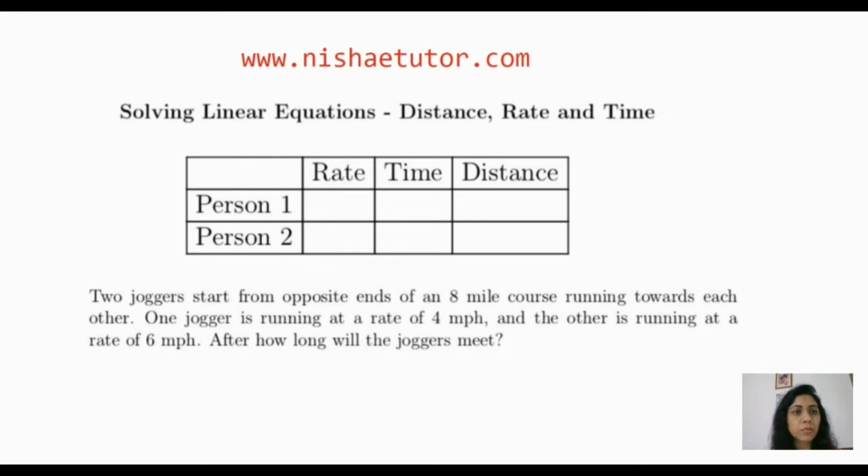When we solve a distance problem, we will use the relationship rate multiplied by time equals distance. Okay, so when you multiply this column and this column, you will get this third column. And here maybe person 1, person 2. So let's start.